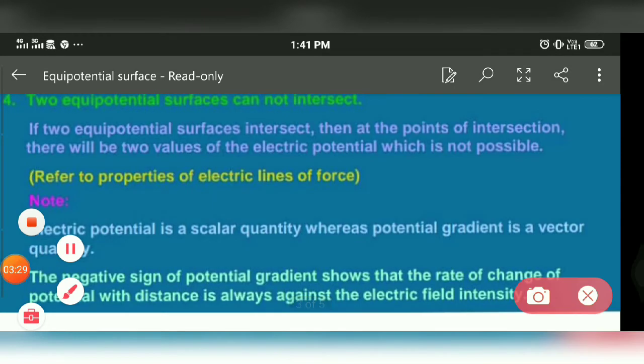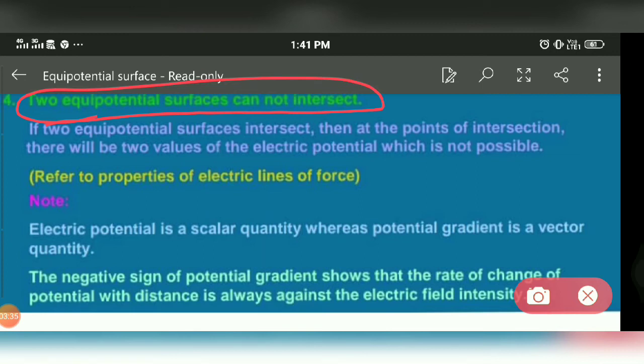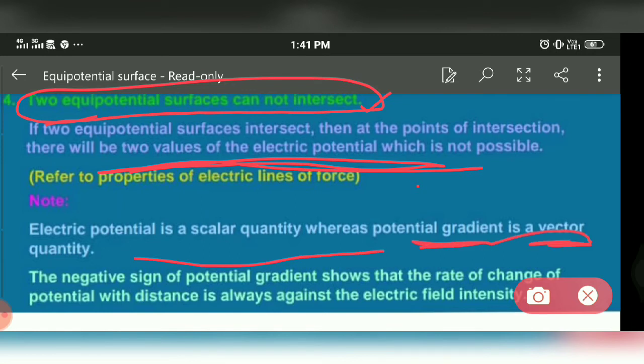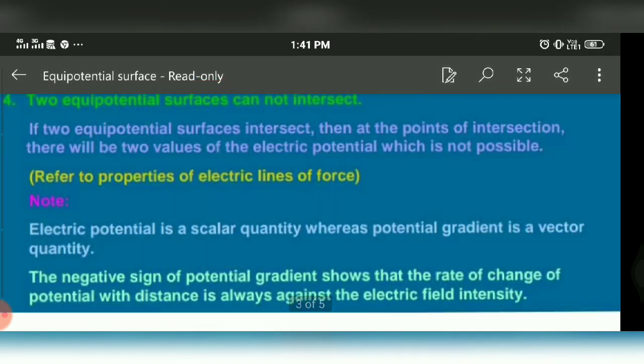Two equipotential surfaces cannot intersect each other, because at a point on the intersection there would be two values of the electric potential, which is not possible. Again, at a point two values of electric potential and electric field are not possible. So two lines never intersect each other. Electric potential is a scalar quantity whereas potential gradient is a vector quantity, because the potential gradient has direction too.